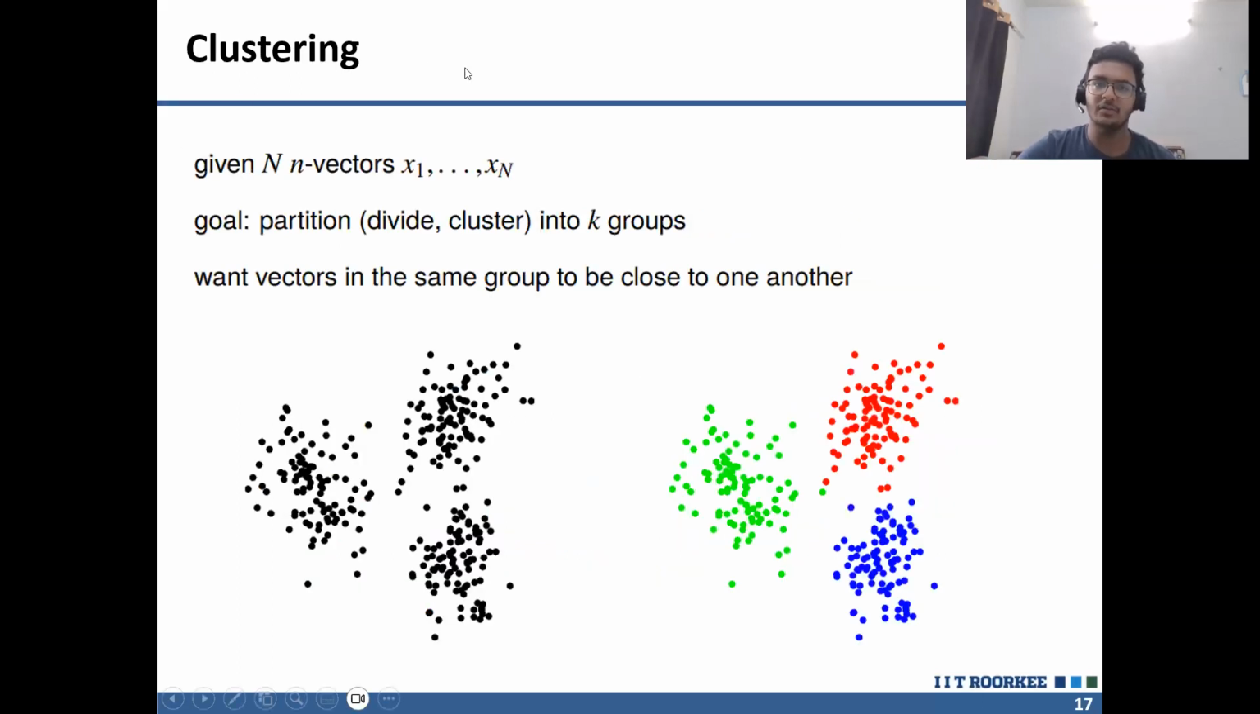Now we will move to the next topic, which is clustering. Our goal in clustering is to divide or partition vectors into k groups, and we want the vectors in the same group to be close to one another. For example, we partition this into these three groups. It is done using the k-means clustering algorithm, in which we consider the distances of each point from the mean of the cluster and form these clusters.